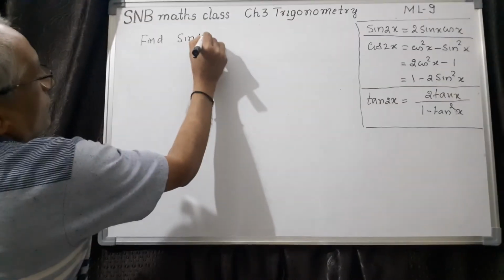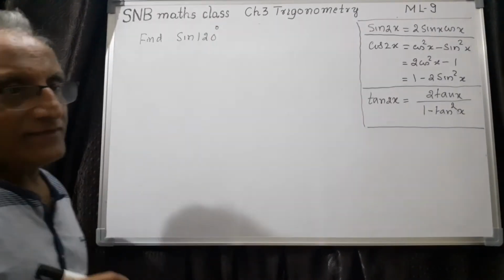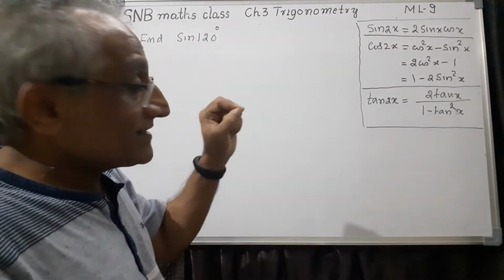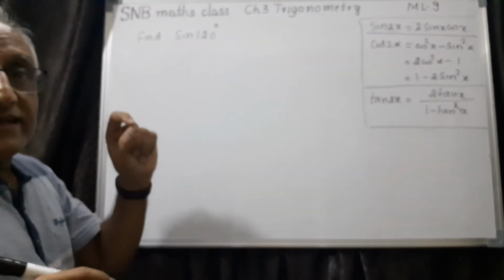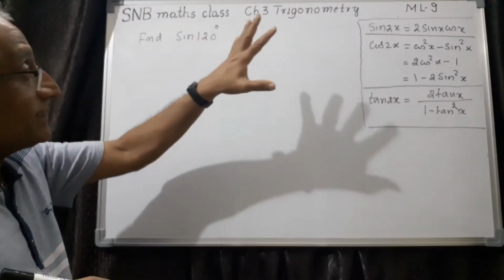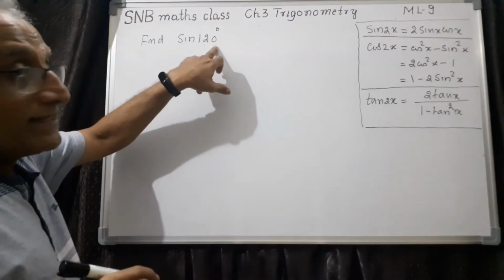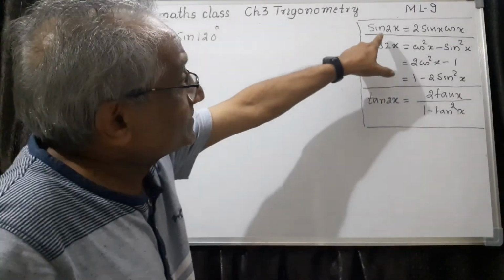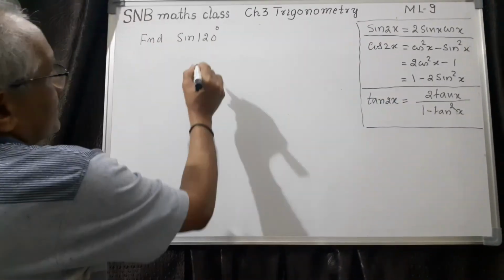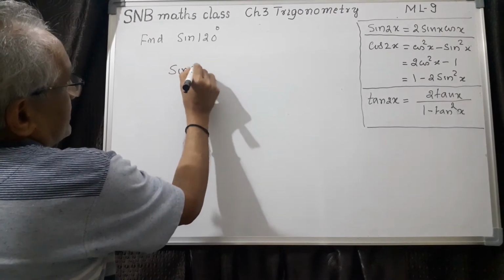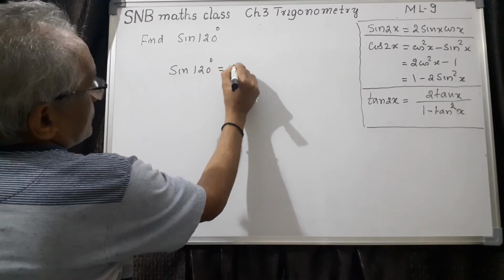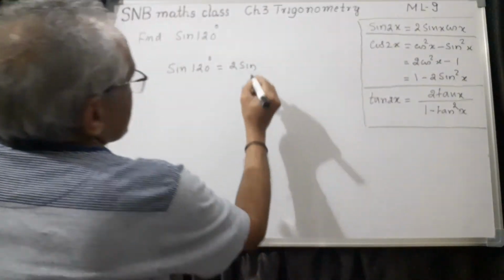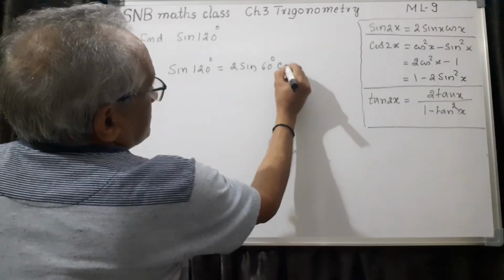sin 120 degree. In the last class I have shown this can also be done, this is the interesting aspect. Sin 120 can also be done using allied angle ratio. 120 can be written as 90 plus 30, then cos 30 etc. That is one thing. But you can also use the half angle formula, multiple angle formula. You can write sin 120 degree equal to 2 sin 60 degree cos 60 degree, where 120 is 2x and half of that is 60 degree.